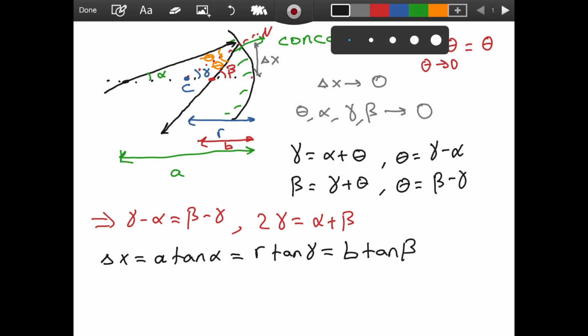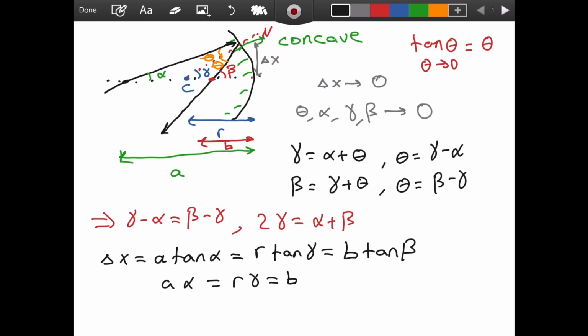So I now substitute that. I have a times alpha is equal to, and of course the letter that we use to represent an angle doesn't change the mathematical result. So we can say r, and instead of tangent of gamma, we can write gamma. And we have b, tangent of beta, simply we can write beta.